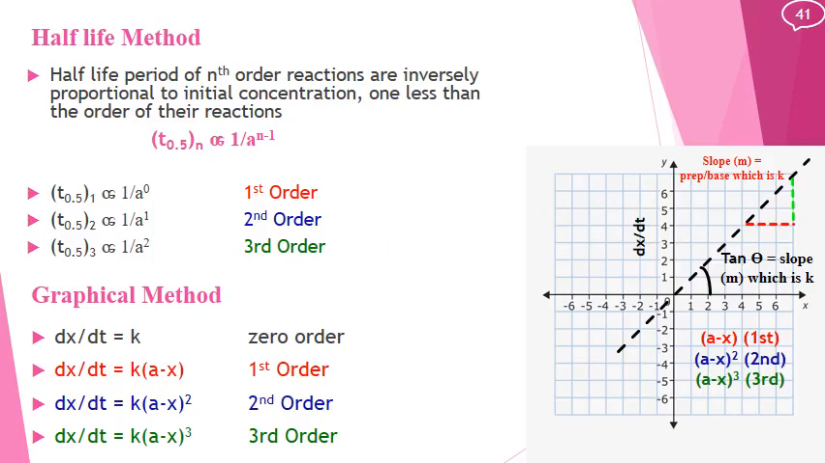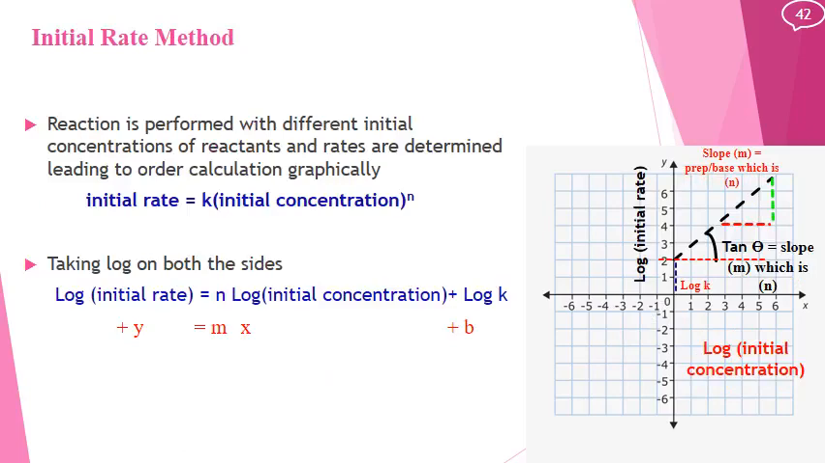Okay, so both the methods, half-life method and graphical method, are useful to find out the order. Okay students, we have another method which is again a very simple method to find out the order of a specific chemical reaction, that is the initial rate method. Actually, this method includes performing experiments separately with different initial concentrations of reactant, and we have to determine the initial rates.